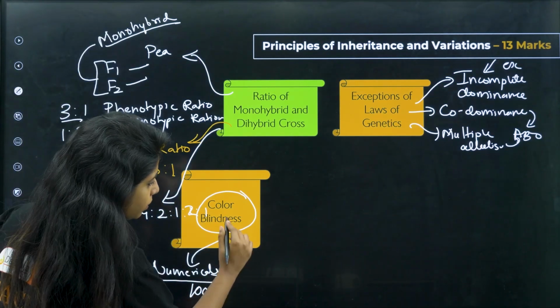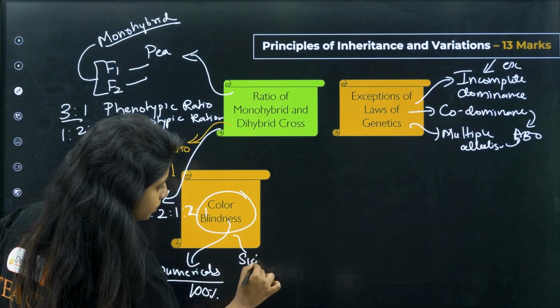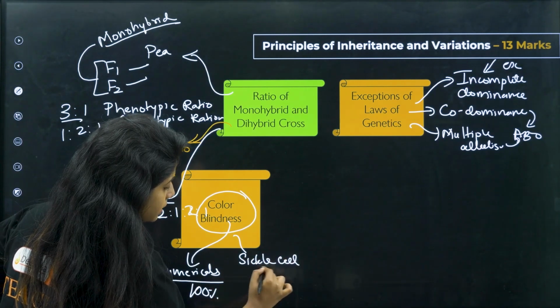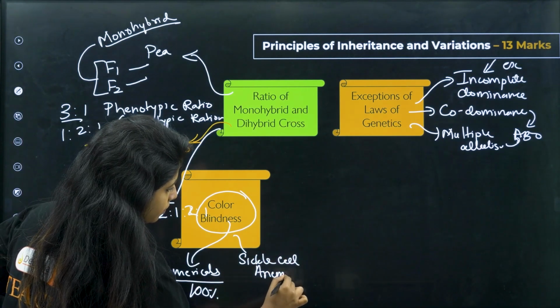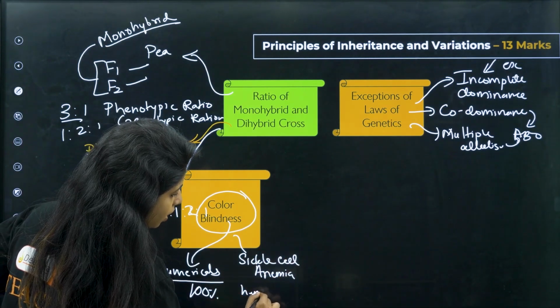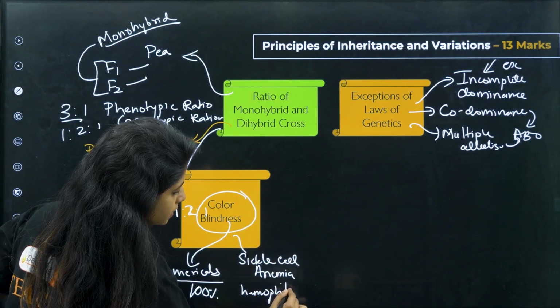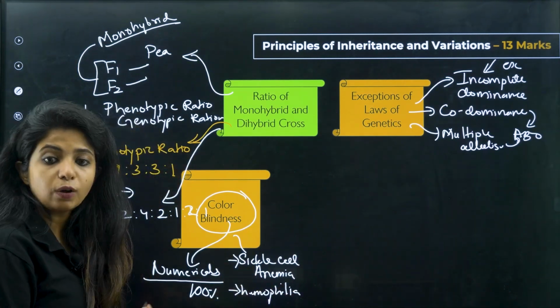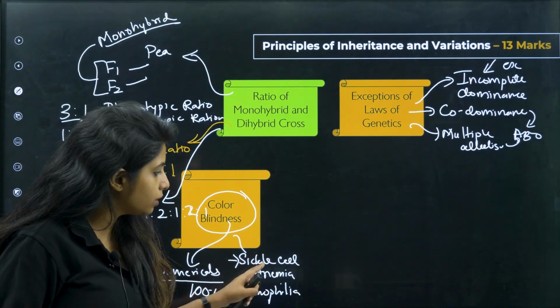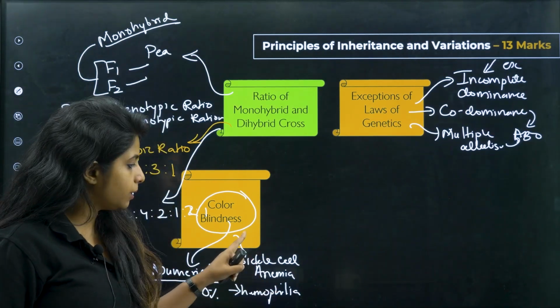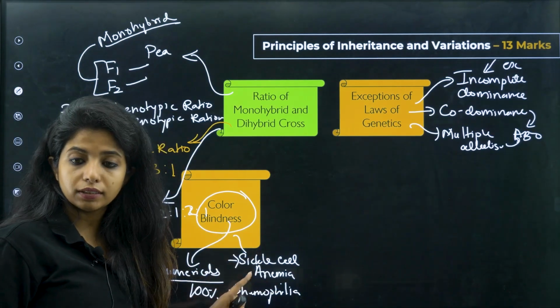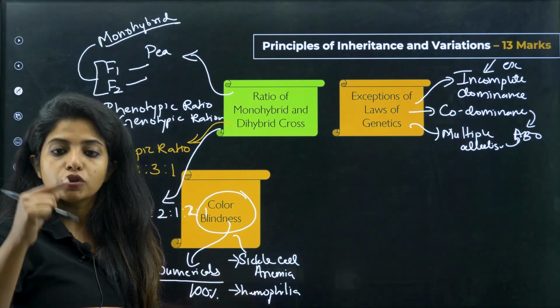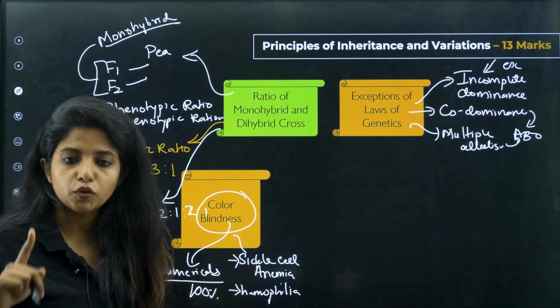Then comes sickle cell anemia. It is also important. Sickle cell anemia and hemophilia. They have asked once that hemophilia and sickle cell anemia both are genetic disorders, both are blood related disorders. How are they different from each other? So you should know that sickle cell anemia is an autosomal recessive disorder. Hemophilia is an X-linked recessive disorder. So how they are genetically different and all, you should know it.